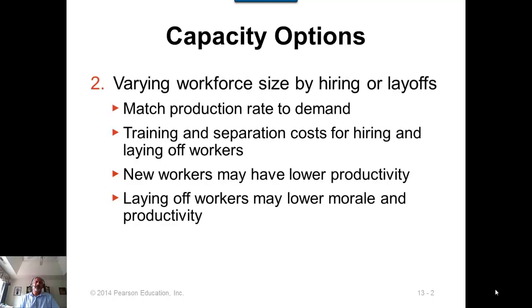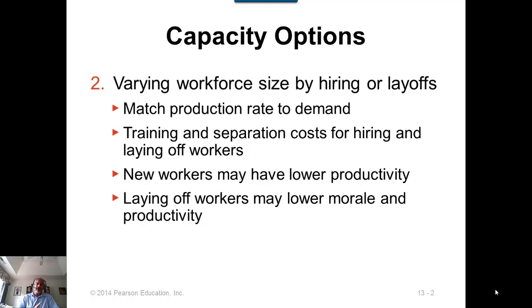Now, another capacity option is to vary the workforce. So when the demand goes down, you fire workers and bring down the production level to stay with the demand, and when the demand increases, you hire workers back. So you're going to match your production to the expected rate of demand, which is good because your inventory is not going to go up or down. Keeping inventory for a long time is bad, so you're going to avoid that, and that's great.